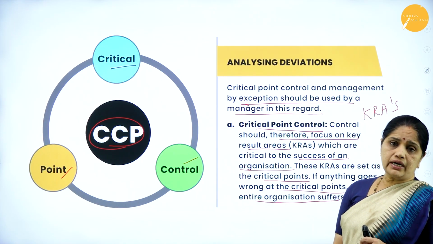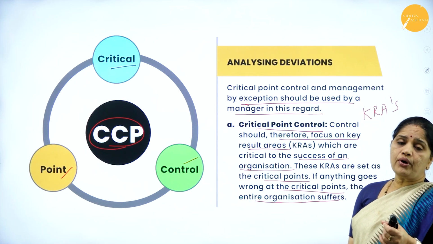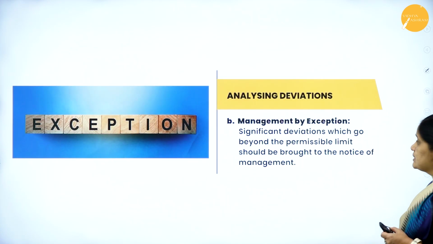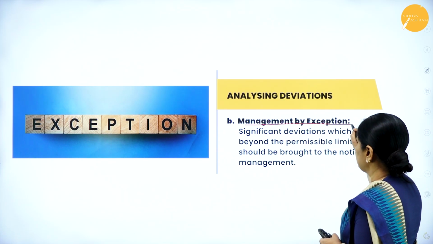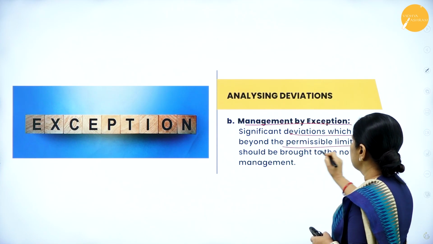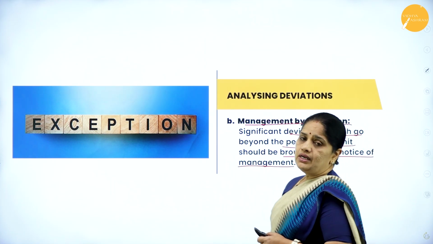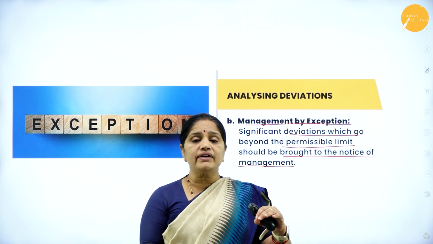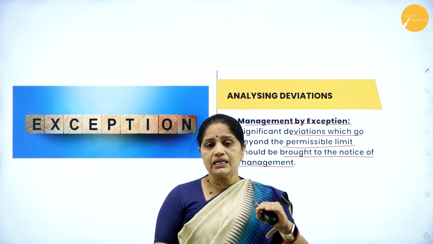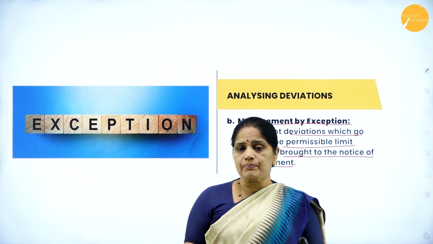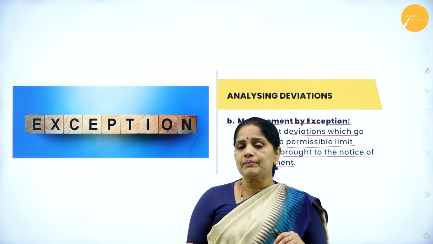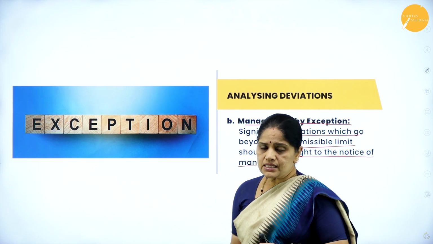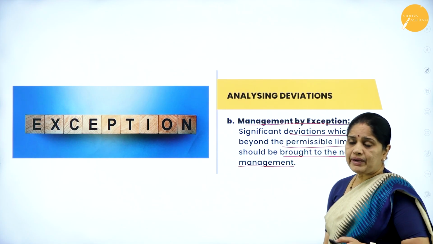Now, what is this critical point control? We have to identify what are the critical points in the organization. If something goes wrong in the critical point, then the entire organization has to suffer. The second one is management by exception. Significant deviations which go beyond the permissible limit should be brought to the notice of management. In management by exception, the management will step in only when there is any unusual event going on in the organization. Then, if there is an unusual incident or event, only then the management will step in and start controlling. Otherwise, in normal routine, the management will not disturb the production or whatever activities are going on in the organization. This kind of controlling process, we call management by exception.